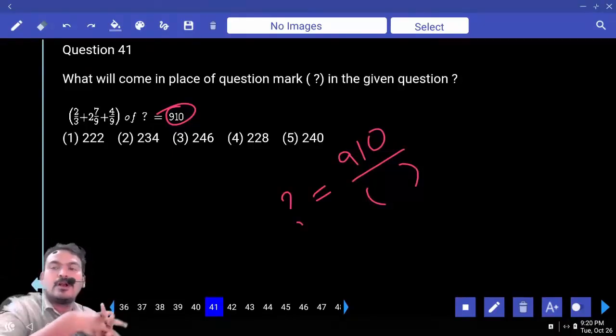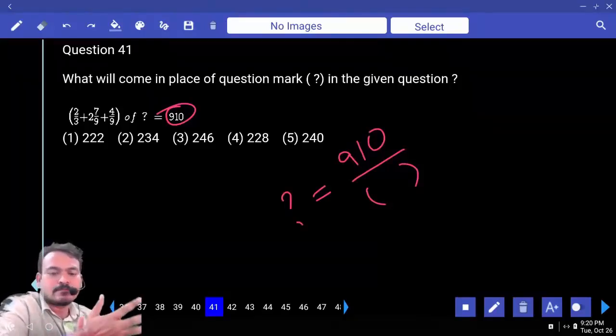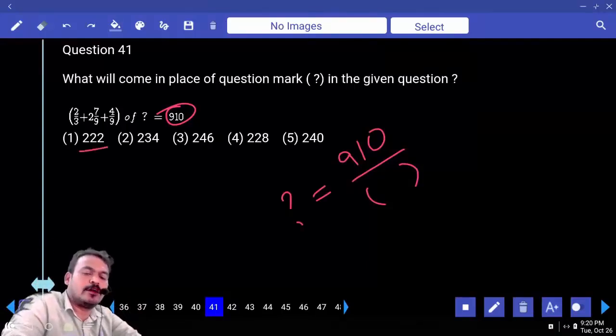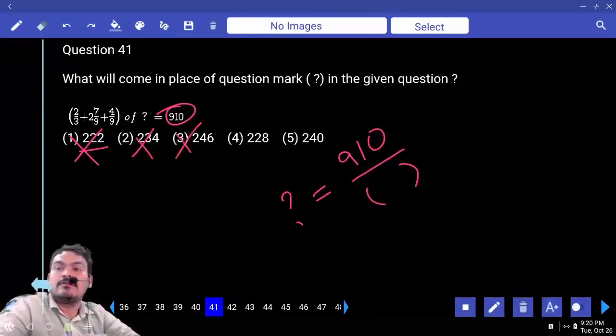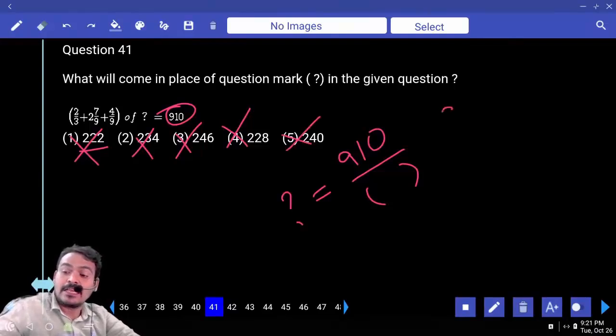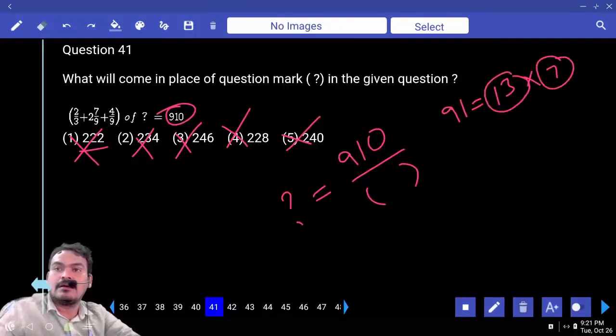Clear? What is the numerator value? 910. 910 nothing but 91. It will be a 13 multiple and also a 7 multiple or not? How many options are 7 multiples? First option is a 7 multiple or not? No. Second option? No. Third one? No. Fourth one? No. Fifth one? No. But 91 means we write 13 into 7 or not? Then we verify either 13 or 7.